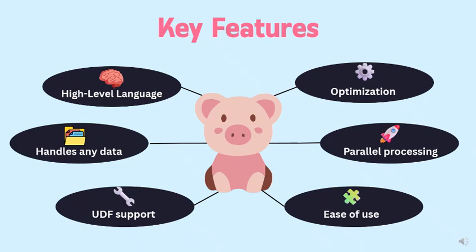And Pig automatically optimizes your code before execution. And its parallel processing, it divides the data and processes it in parallel across Hadoop nodes, which means speed. And it is easy to use. It is beginner friendly for data engineers who just want to get their work done. So Pig is basically like a smart assistant that simplifies heavy big data work.